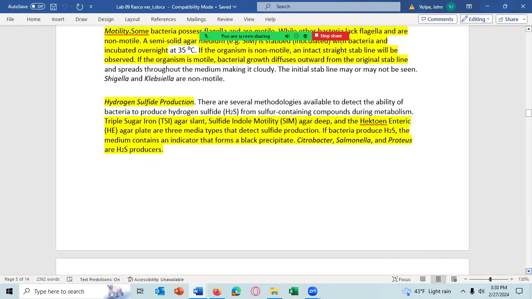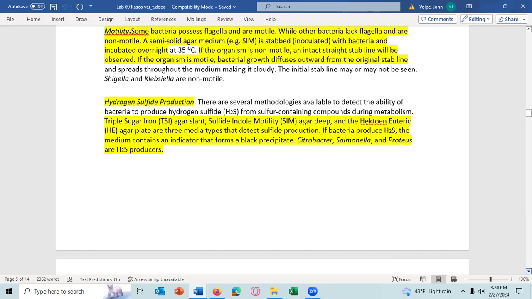Let's talk about the hydrogen sulfide test. This test looks for the production of hydrogen sulfide gas. If hydrogen sulfide gas is produced, a black precipitate will form, and so you'll see darkening or blackness in the tube or plate, however you're growing the media.